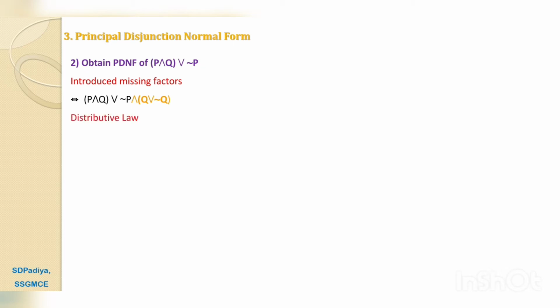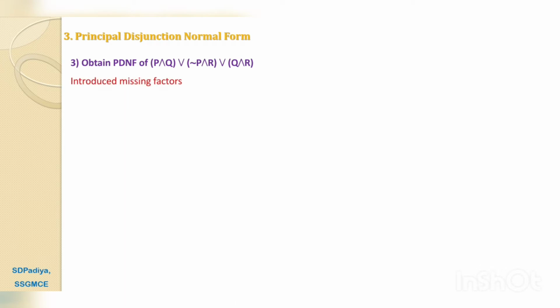By using distributive law, it will be logically equivalent to P and Q, or not P and Q, or not P and second element not Q. If we focus, there is no repeated term, no same term, no identical term. That's why it is the final PDNF, that is the sum of product canonical form.